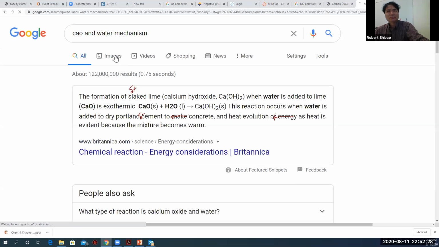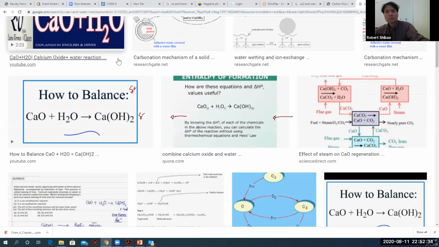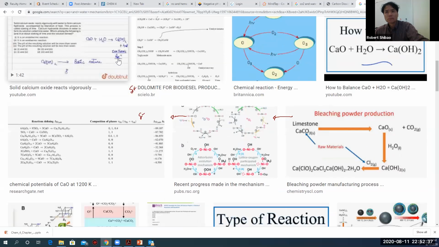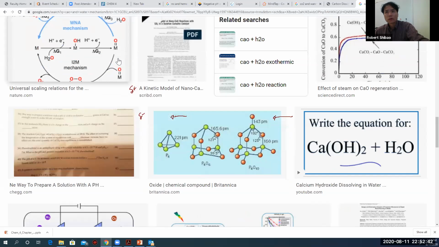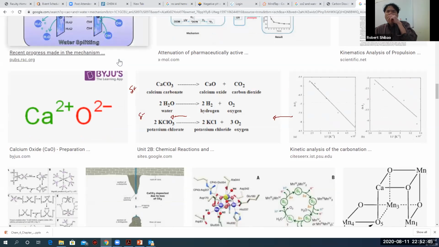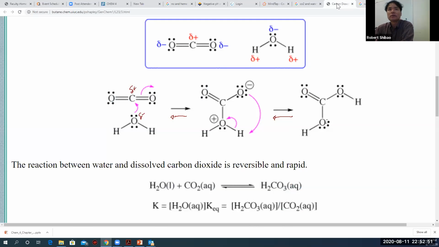Mechanism. Well, there's not a good one here. I wrote it on the board in class once. It's probably magnesium, I know, sitting there. I saw it there. Maybe I did magnesium oxide. I can do calcium oxide like this.